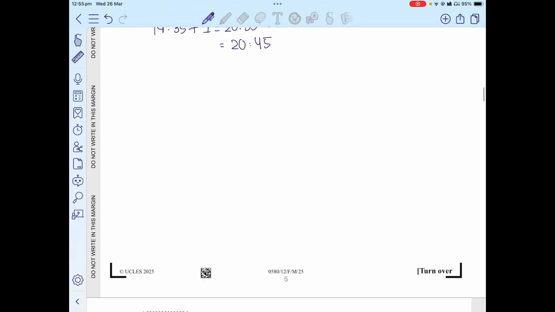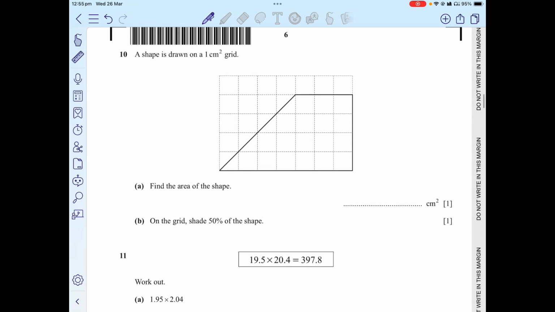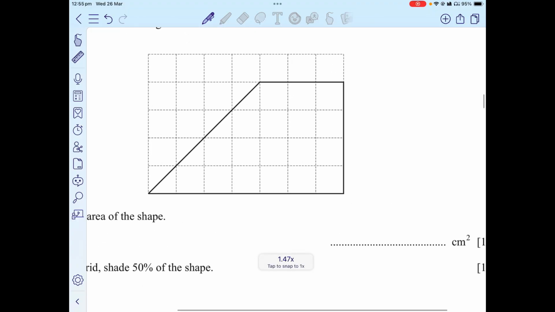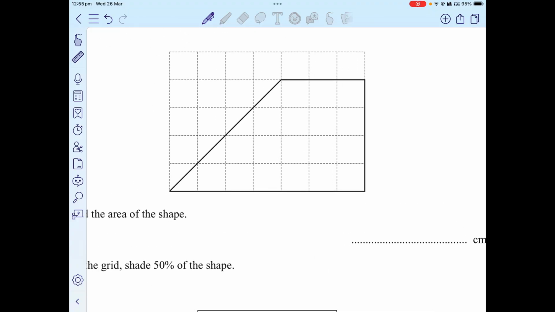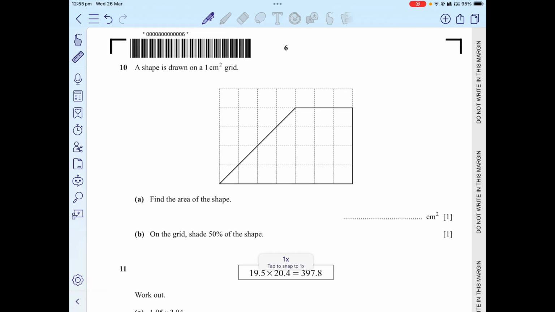Okay, now we'll move on to the next question. It says that a shape is drawn on a 1 centimeter square grid. Find the area of the shape. Now whenever a shape is given on a 1 centimeter square grid, we know that the area of the shape will be the sum of how many squares have been used.